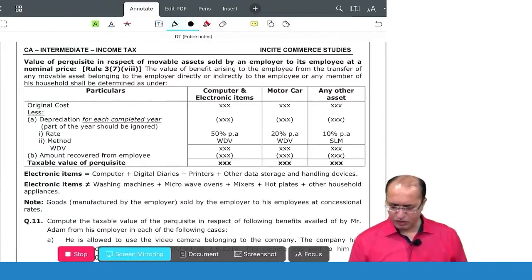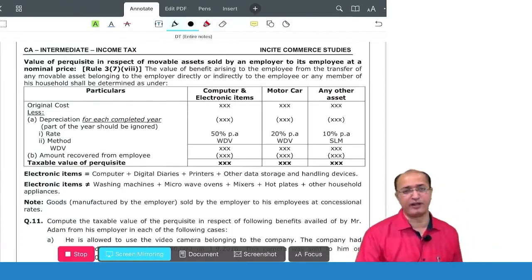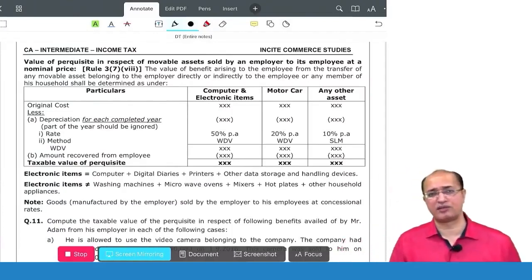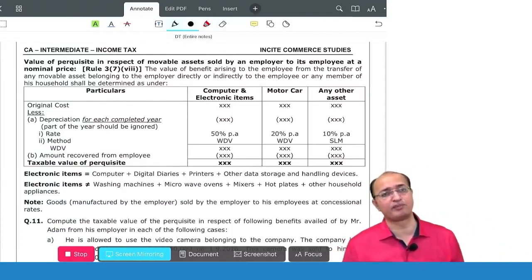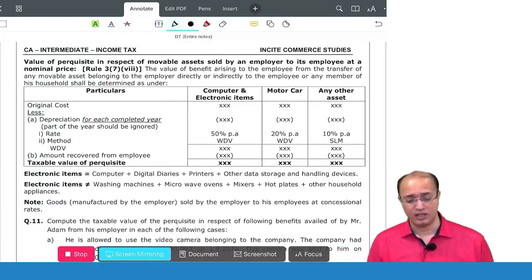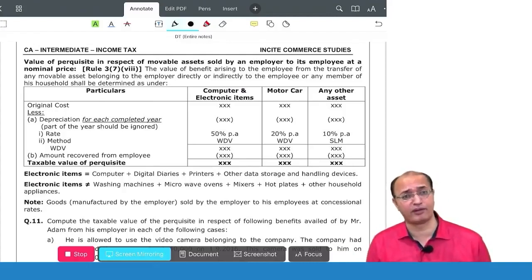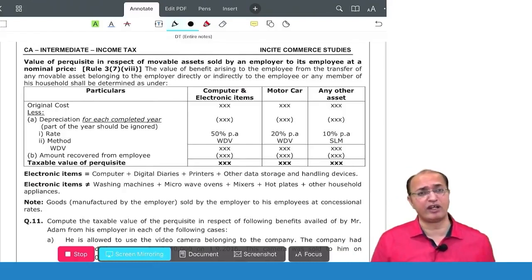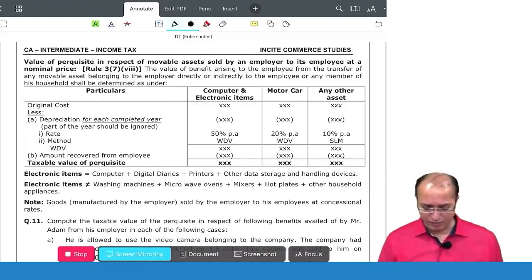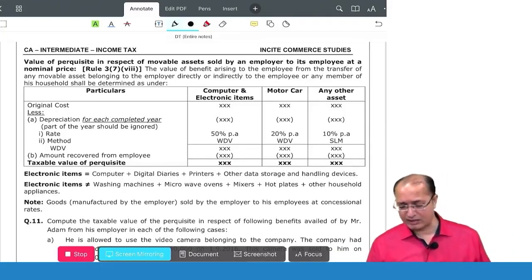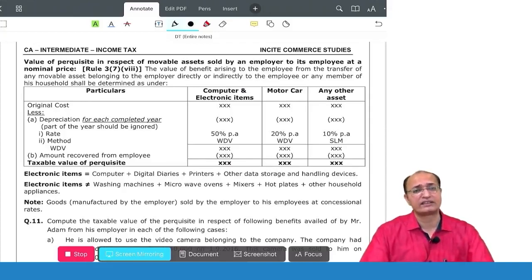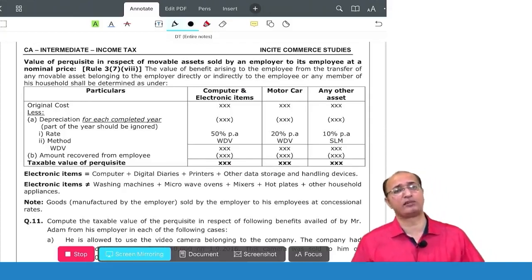Now friends, let's move on to the last point. We are in section 17, subsection 2, clause 8, fringe benefits as may be prescribed. In that we have the prescribed list of 8 points, of which we have already completed 7 points. Now we move on to the last point, and that is transfer of movable asset by employer to employee, or we can say sale of movable asset by employer to employee.